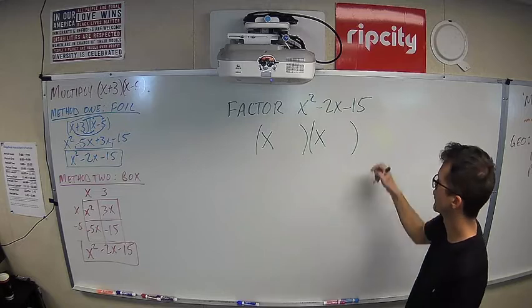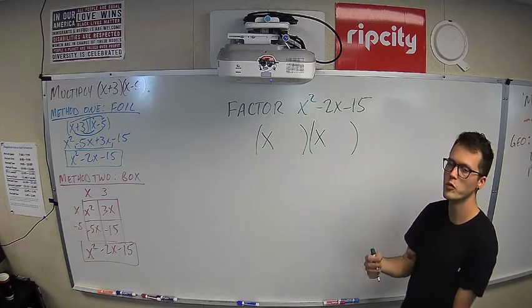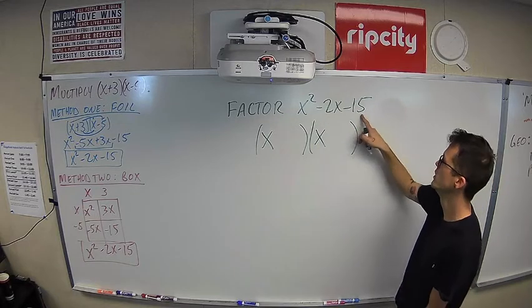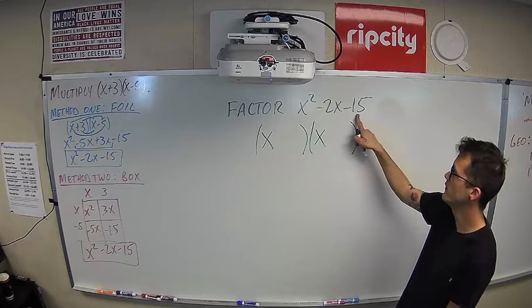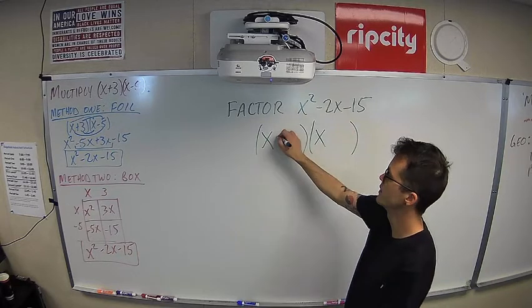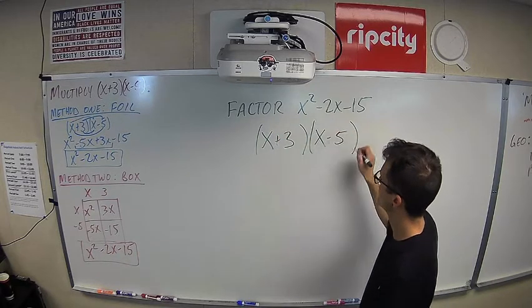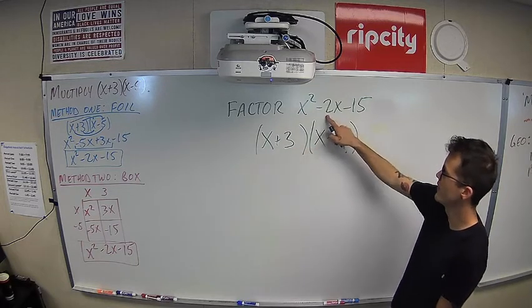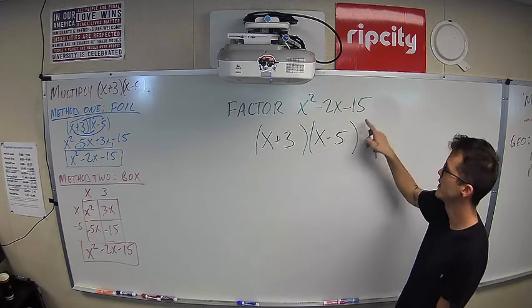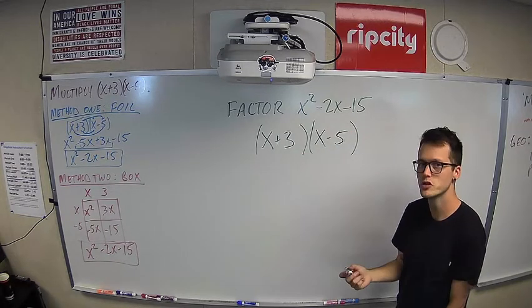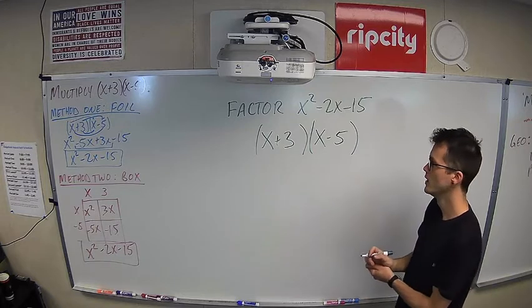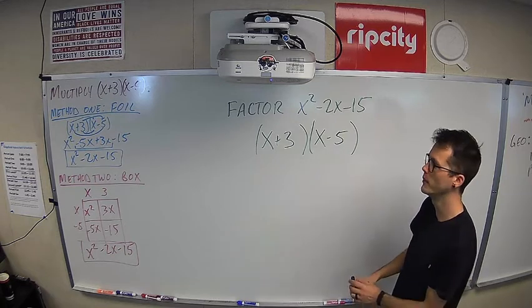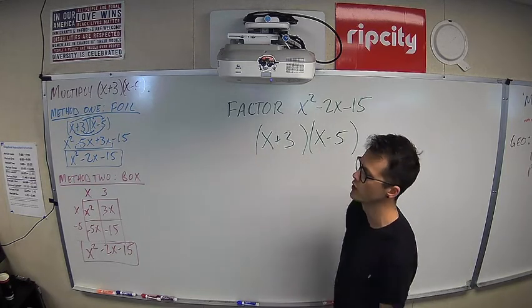But if we're racking our brains, I would start with the 15. Start thinking of multiples of 15. Well, 1 times negative 15 doesn't add up to negative 2. 3 times negative 5, that's the one. It ends up being 3 and negative 5 because 3 minus 5 is negative 2, but 3 times negative 5 is negative 15. That's the one we keep in our back pocket. If you're wondering why that works, just FOIL it. I'm not going to do that because we already did it. That's the same thing that's over there.